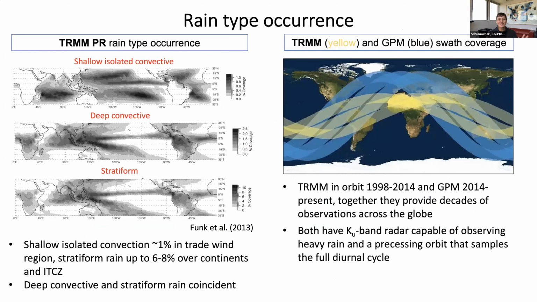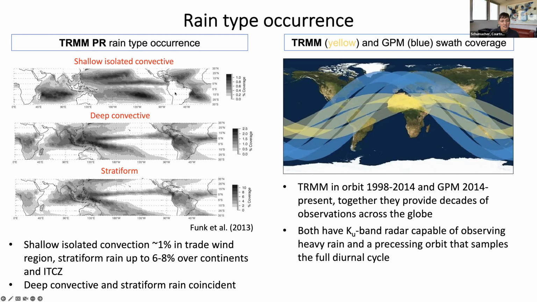Okay, so this is the view before GPM was launched. This is work that I've done myself, my group, and a lot of other people in this community have done with what we've seen from the TRMM PR. And here, these are these 3 different rain types: the shallow isolated, so not connected to deep convection, and then the deep convection and the shallow stuff connected to it, and the stratiform rain. This is just the coverage.